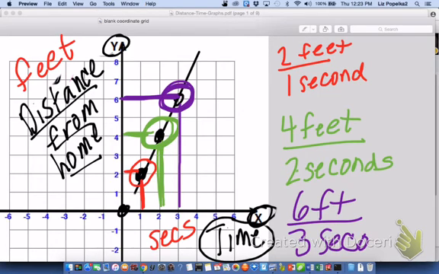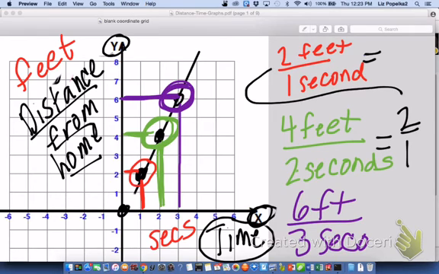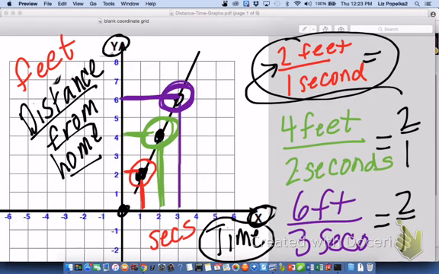So I can see that all of these actually simplify to the same thing, right? Because if I go 2 feet in 1 second, that just means basically that I've gone 2 feet per 1 second. Well, 4 feet in 2 seconds still simplifies to 2 over 1. So it's still the same distance that I had there. And then 6 feet over 3 seconds also simplifies to 2 over 1. So that means as I'm biking or driving or whatever it is I'm doing to travel this distance, I'm going at the same speed. That speed is 2 feet for every 1 second.